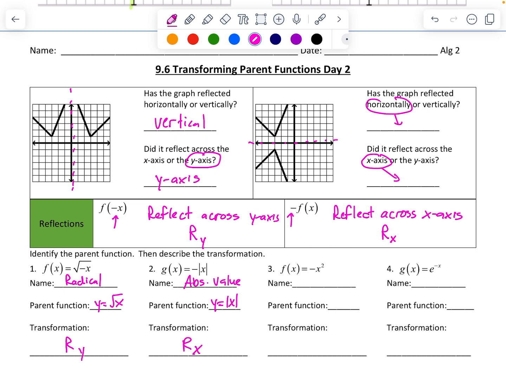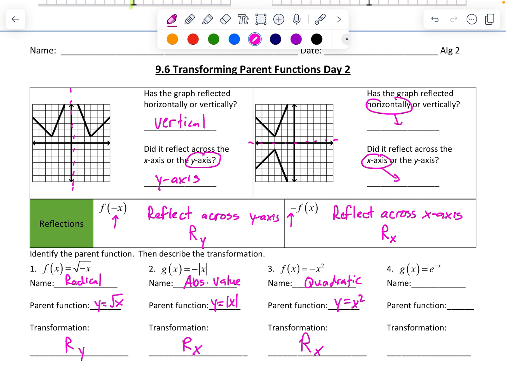3, I see a 2 as the exponent, so that is a quadratic with a parent function of y equals x squared. So because that negative is not inside of parentheses, I consider that being on the outside, so that is a reflection across the x-axis.